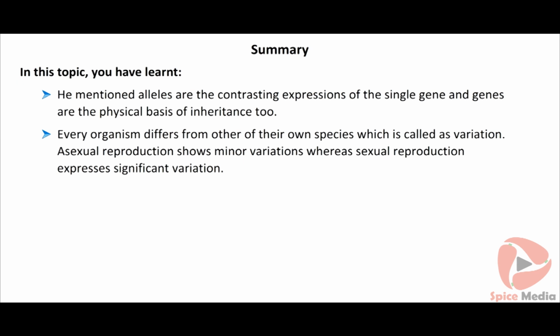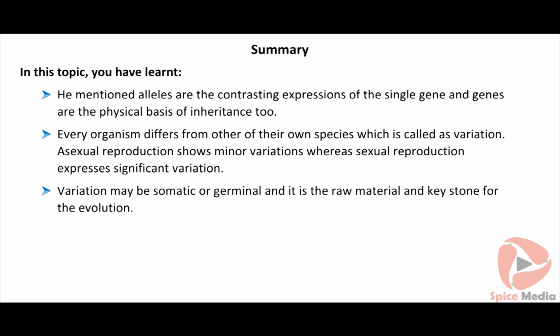Every organism differs from others of its own species, which is called variation. Asexual reproduction shows minor variations, whereas sexual reproduction expresses significant variation. Variation may be somatic or germinal, and it is the raw material and keystone for evolution.